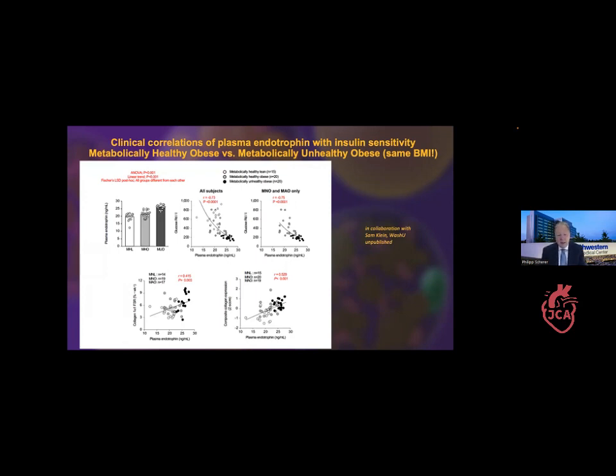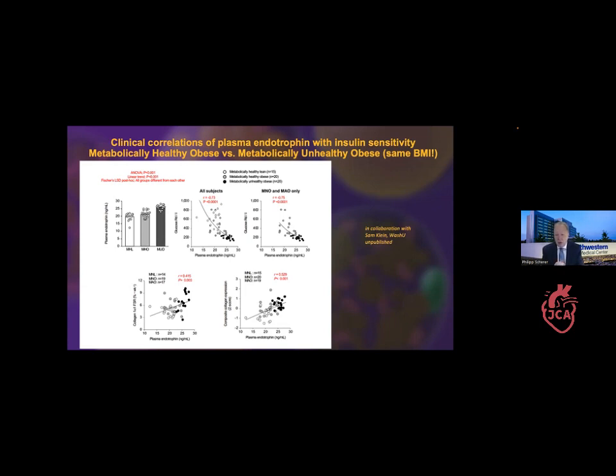We've looked at this a little bit with my colleague Sam Klein here at WashU, who has an interesting cohort of individuals that are metabolically healthy but obese, or metabolically unhealthy and obese. And we adjust for the same BMI in both cases. In one instance, individuals, despite their obesity, retain insulin sensitivity. In the other case, they lose insulin sensitivity. And most of us fall, of course, into the category of metabolically unhealthy obese.